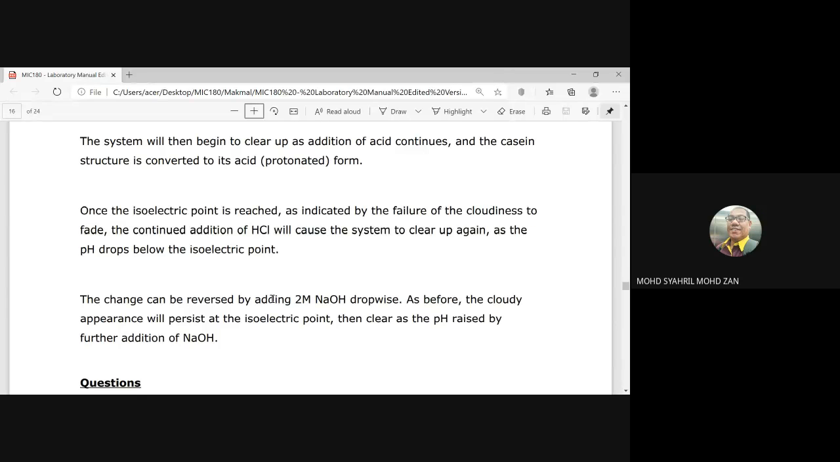So we want to change it back, we add 2 molar of sodium hydroxide. Okay, before, the cloudiness appeared and persisted at the isoelectric point, then it clears as the pH rises with further addition of sodium hydroxide.